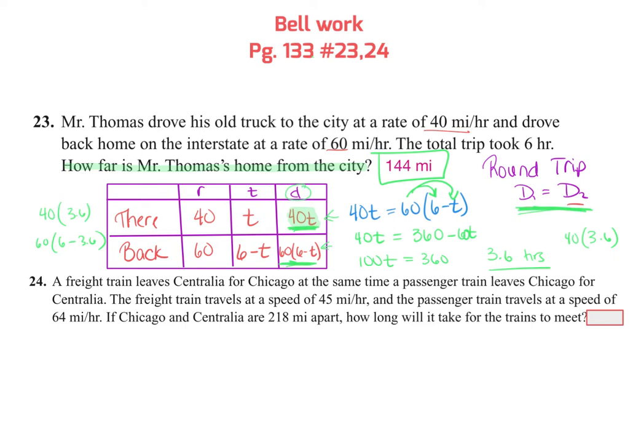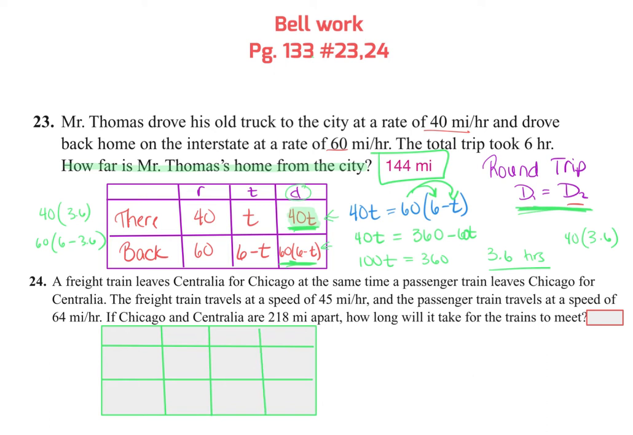The freight train leaves Centralia for Chicago. At the same time, a passenger train leaves Chicago. The freight train travels at 45 miles an hour, the passenger at a speed of 64 miles an hour. If the two cities are 218 miles apart, how long will it take for them to meet? Once again, you are going to set up a chart. You are going to have two things. You have a passenger train and you have a freight train. And so you want to set those up with your rate, your time, and your distance.